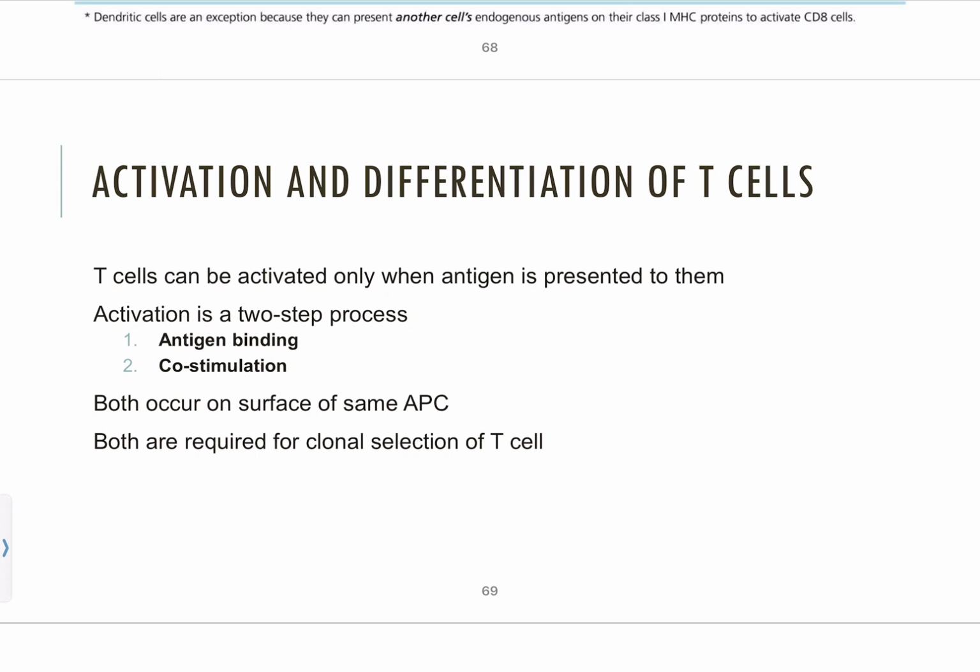Without the co-stimulation, our T cells are going to enter into a state of anergy, where it's going to become unresponsive and it cannot divide or secrete any cytokines at all. So it's an important safety mechanism to kind of prevent autoimmune responses.